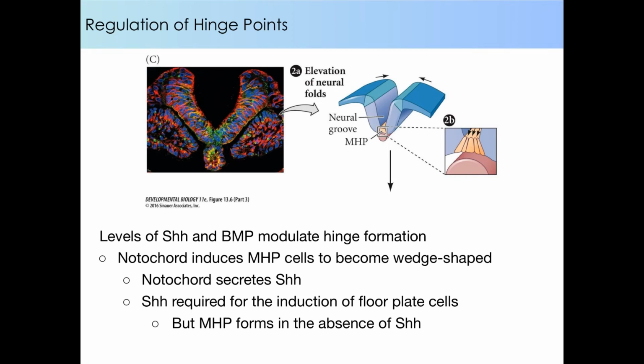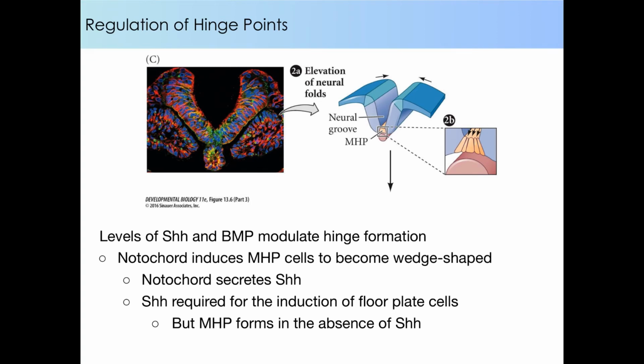The notochord is known to be needed for inducing the formation of the medial hinge point. It's also known that sonic hedgehog is secreted by the notochord and that it induces the formation of floor plate cells. And these are cells that include the cells that form the medial hinge point. And they're important for determining the types of cells that are going to form along the dorsal ventral axis of the neural tube, as we'll see later. So the notochord induces the formation of the medial hinge point and induces the floor plate cells.